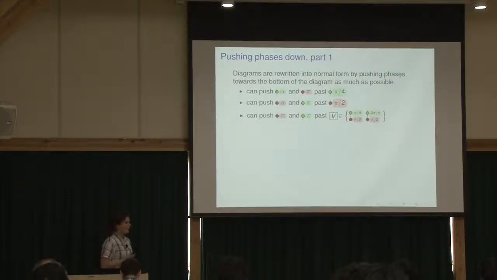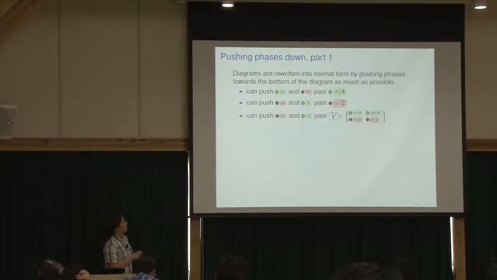So the way that this normal form comes about, and the way we're also going to show how to rewrite diagrams into normal form, is basically we're trying to push as much of our phases down to the bottom of the diagram as possible. And we only stop when we can't push things anymore because the rules don't allow us to do that. So we can push arbitrary green phases past a green pi by 4, just by the spider law. And by the pi commutation law, we can push a red pi past a green pi by 4. And similarly, if we have a red pi by 2, we can push arbitrary red phases past that, and we can push a green pi past that as well.